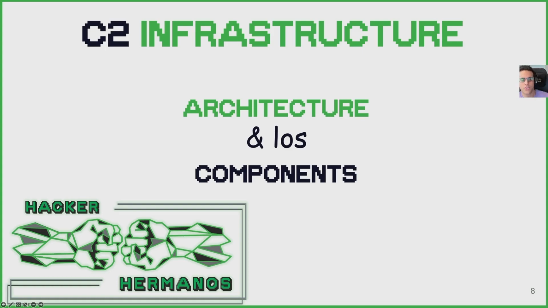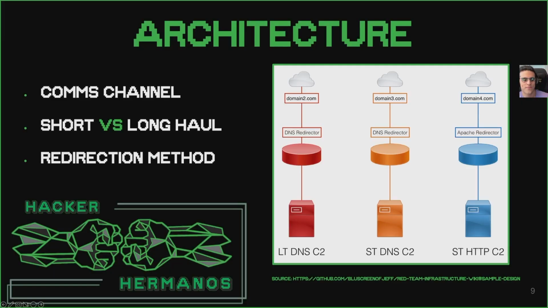C2 infrastructure relays commands and the results back and forth from our compromised targets to our C2 server. We know by now that C2 helps us connect to the targets, send commands, receive results, etc. Infrastructure enables the commands to reach the intended targets, and there are several components to this infrastructure that we will touch on in just a moment.